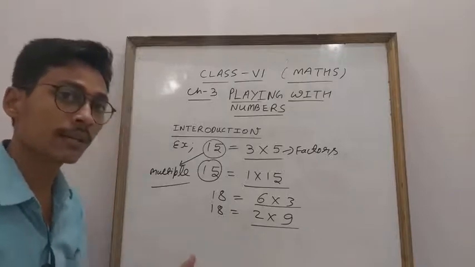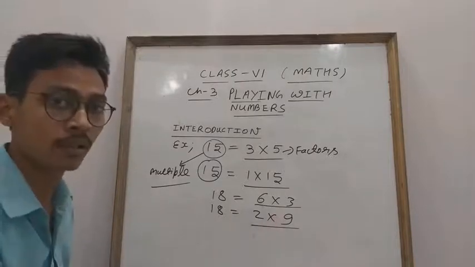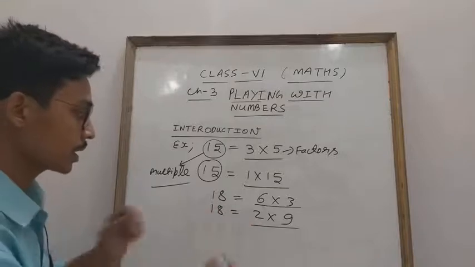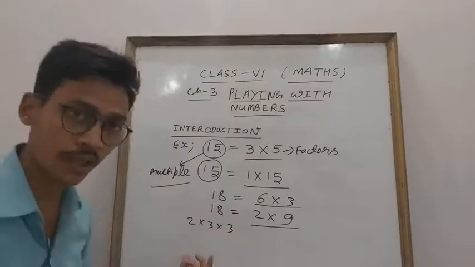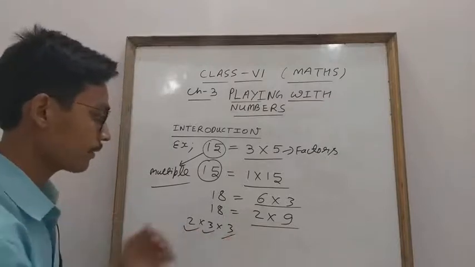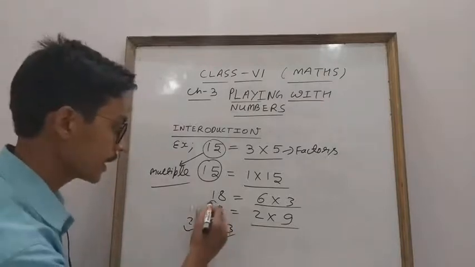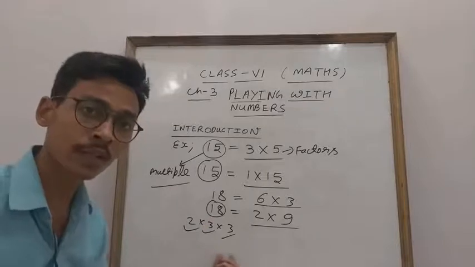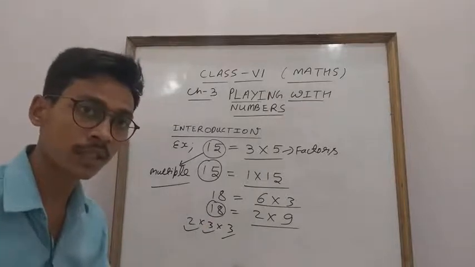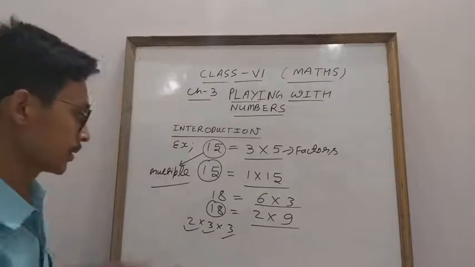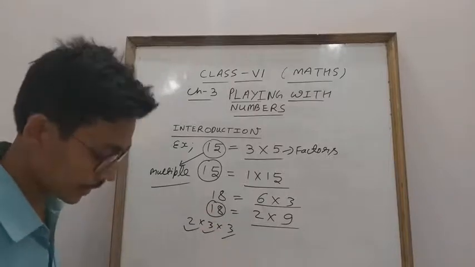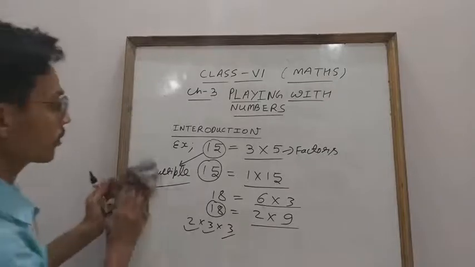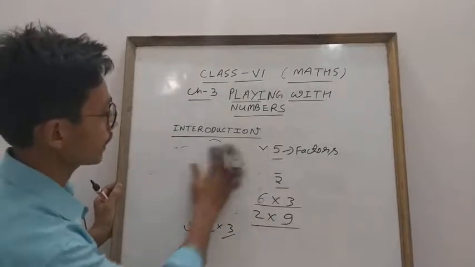Clear, students? Multiple means when we multiply the numbers. It may be just like 18 you can write as 2 multiplied by 3 multiplied by 3. So 2 and 3 are factors, and 18 is totally divisible by 2 and 3. So this is the multiple. Clear, students? 2 and 3 are factors, and 18 is the multiple. I think the concept of multiples and factors is clear.